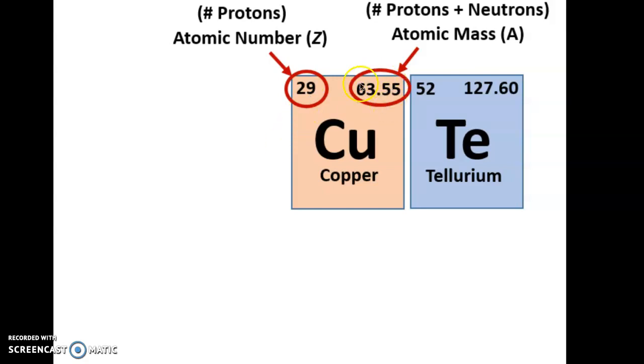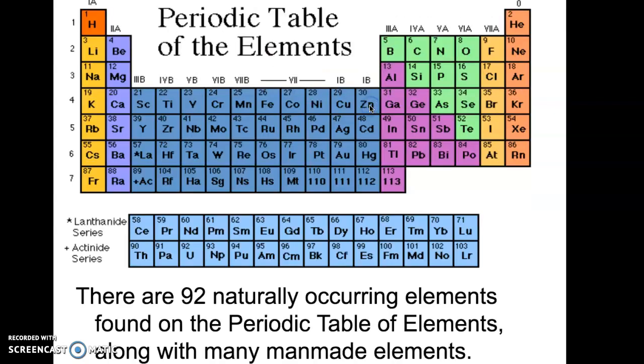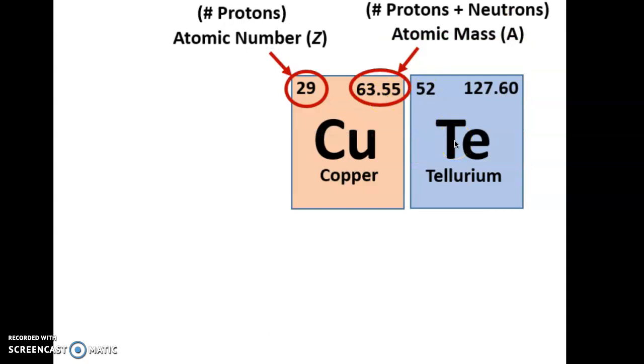The other number on this periodic table cut out is the mass number. The mass number, remember, is the number of protons plus the number of neutrons. We don't include electrons because they're not very massive. So if I wanted to find out the number of neutrons, I would know the number of protons, which is 29, plus neutrons equals 63.55. So if I subtracted 29 from 63.55, that number would be my number of neutrons. You could do the same thing with tellurium here, but we'll practice that another day.